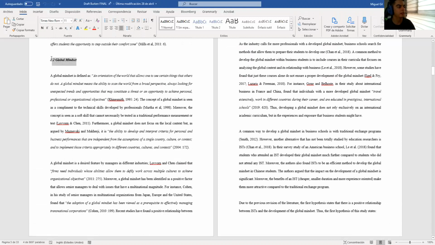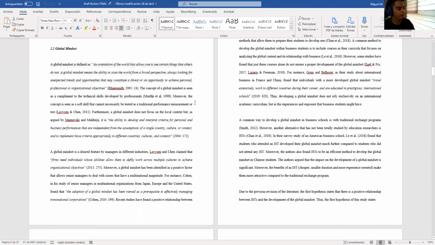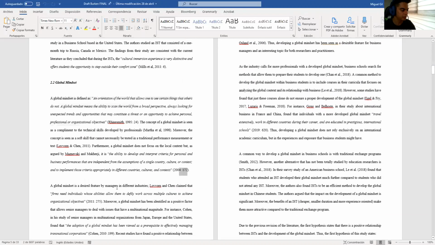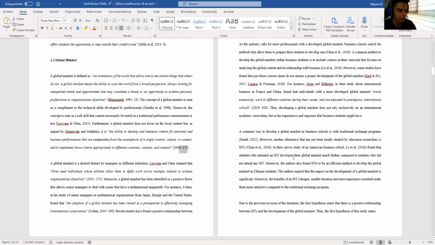Then of course, again, I define the global mindset. And as you can see here, I even write like that: a global mindset is defined as blah, blah, blah, blah, blah. The concept, and all of these references are just building into the first one. They are very coherent with that one. Here, I add the papers because I want to show the reader that I am an expert in this very narrow topic.